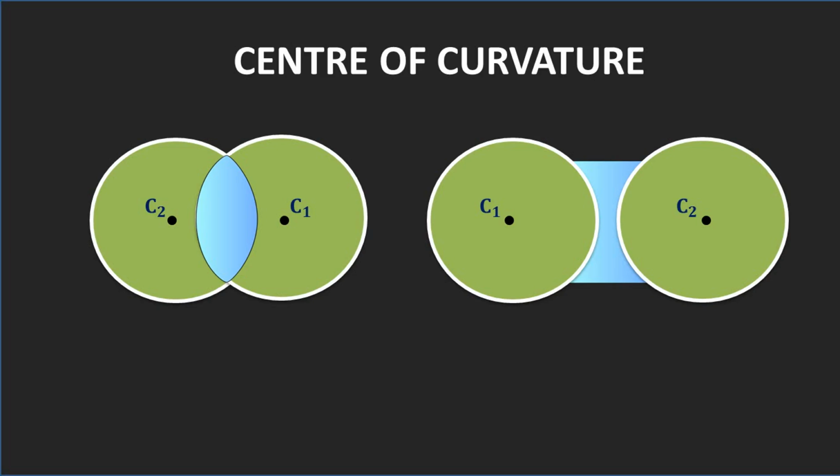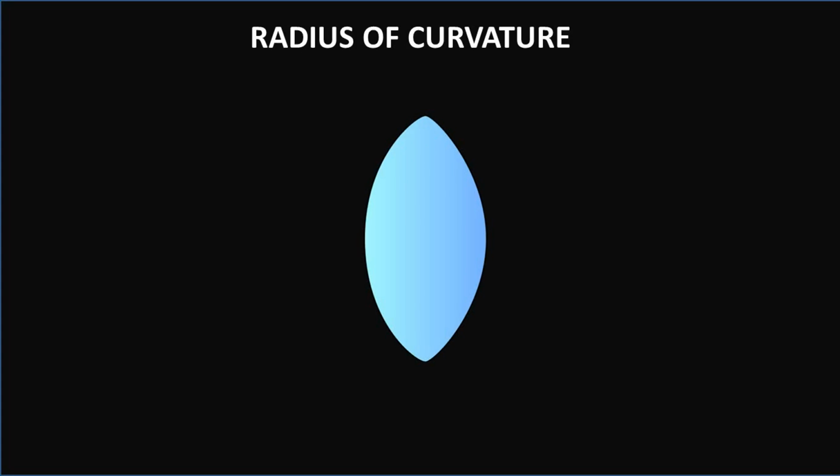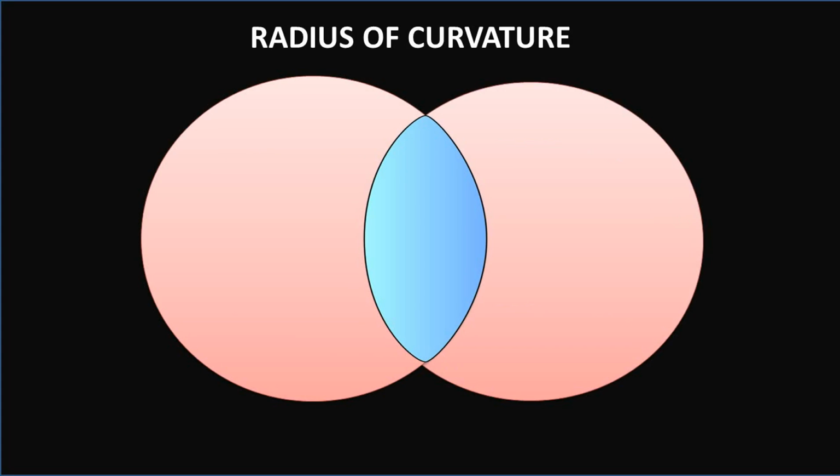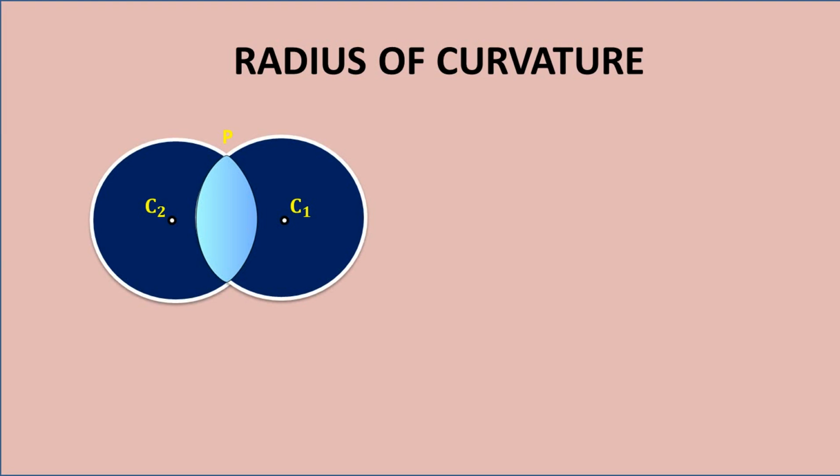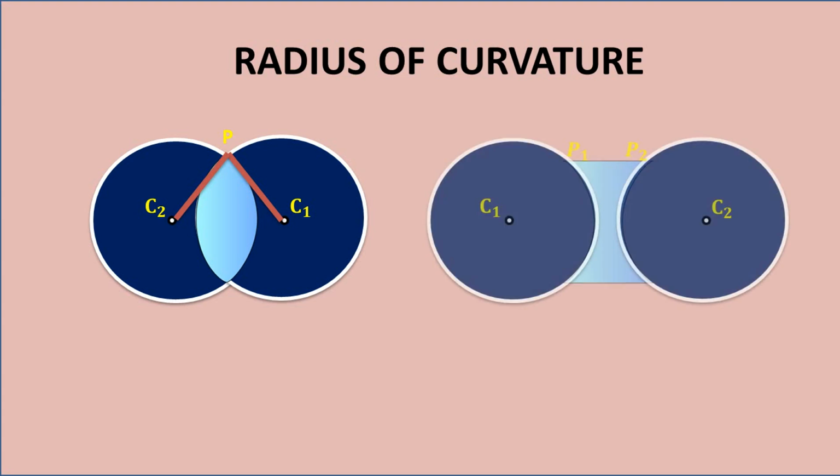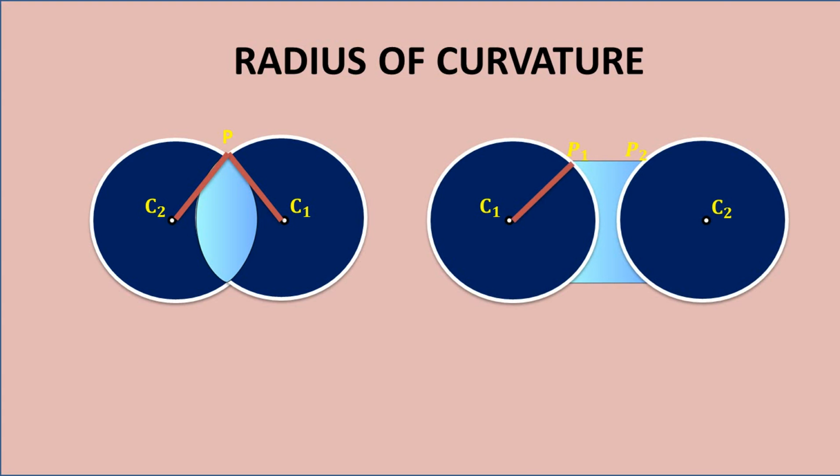Second point, radius of curvature. The radius of the sphere, whose part is the lens surface, is called radius of curvature of that surface of the lens. In the diagram, for convex lens, PC1 and PC2 are radii of curvature. And in the diagram for concave lens, P1C1 and P2C2 are the radii of curvature.